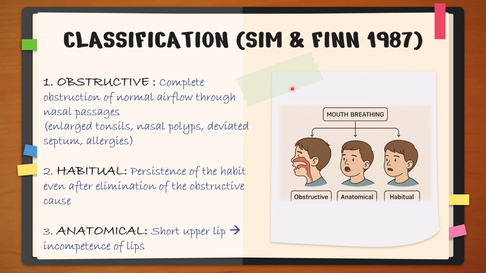Next is the classification given by Sim and Finn in 1987. According to him, mouth breathing is classified into the obstructive type, where nasal airflow is blocked due to causes like enlarged tonsils, nasal polyps, or deviated septum. Next is the habitual type, where the child continues to mouth breathe even after the obstruction is removed. Next is the anatomical type, which occurs due to a short upper lip resulting in lip incompetence.